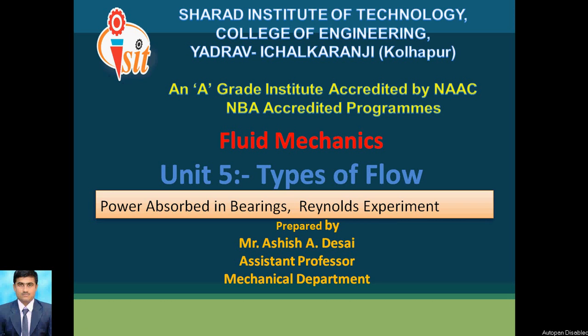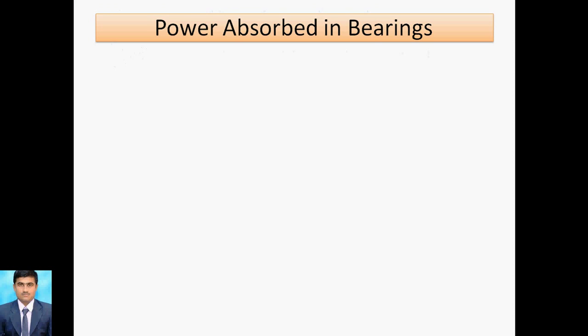Today we are going to discuss Unit number 5, types of flow. In that content we are going to discuss the power absorbing bearings and Reynolds experiment. First of all, we look at the power absorbing bearings.